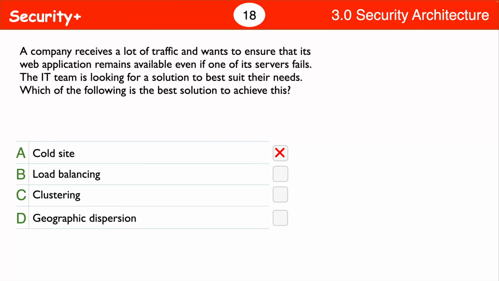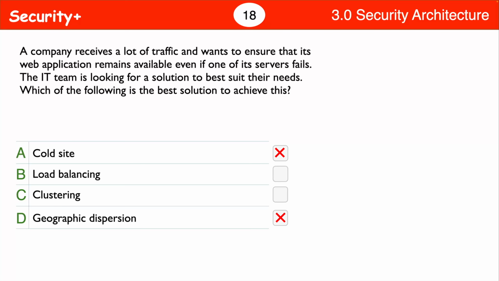Next, we can eliminate D, geographic dispersion. And this involves placing data centers in different locations around the globe for disaster recovery. In case one location has an earthquake, you can easily have redundancy in another location in the world to continue business continuity. All right, and now it's between B, load balancing, or C, clustering.